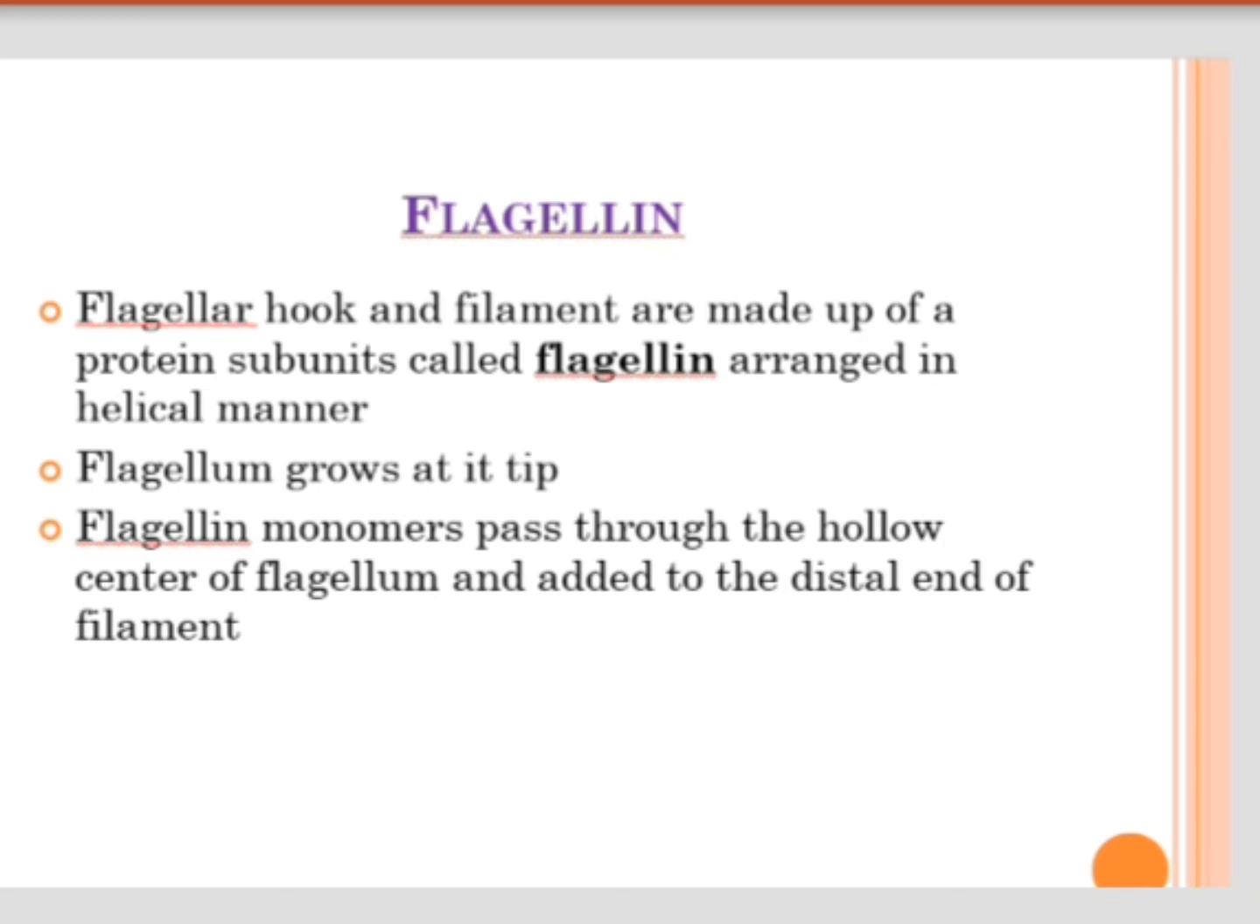So the flagellin, the protein subunits, are actually produced inside the cell. From the cytoplasm, as the flagella is a hollow structure having a central hollow region, these flagellin monomers pass through this hollow center of the flagellum and they are added to the distal end of the filament. So these flagellin molecules have to move from the cytoplasm towards the tip of the flagella, and on the distal end of the filament this flagellin gets added. So it grows at the tip. So flagella is composed of the protein subunits called flagellin.